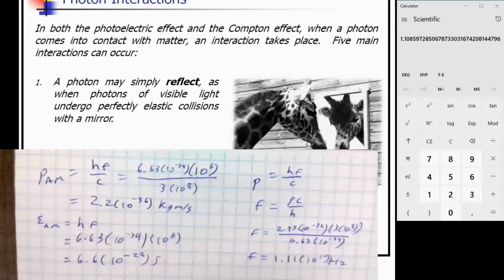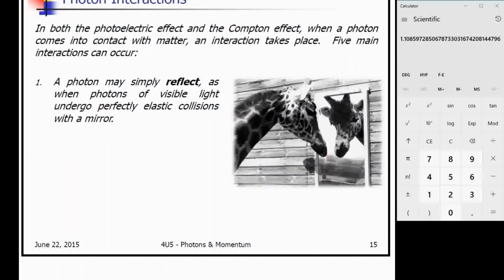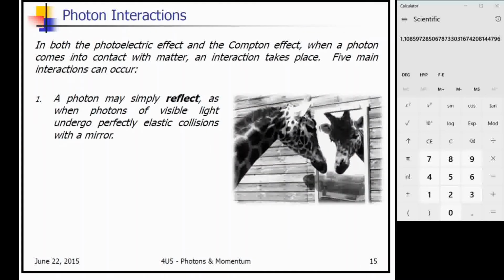So now we're going to get into the different types of photon interactions. Now that we know that a photon exists, we're going to talk about how photons interact with the world. How does a photon interact with other matter? There are 5 different types of interactions, and you'll need to know all 5. We talked about the photoelectric effect and the Compton effect, but these are the other ones as well.